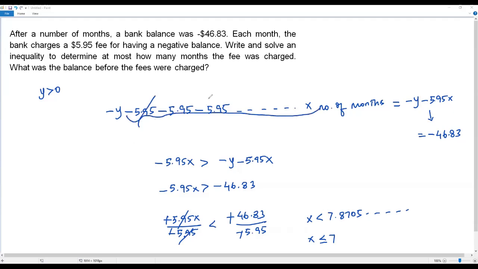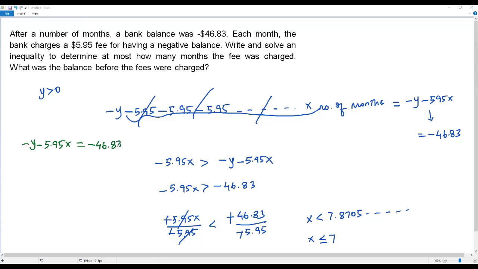If I erase everything, what do I have left over here? I'm just left with a negative y. So this was the bank balance before the fees were charged, and now we have to find the value of this negative y. According to this, we got the bank balance: negative y, negative 5.95x. This is the bank balance, but it can be equated to the balance given in the question, that is negative 46.83.